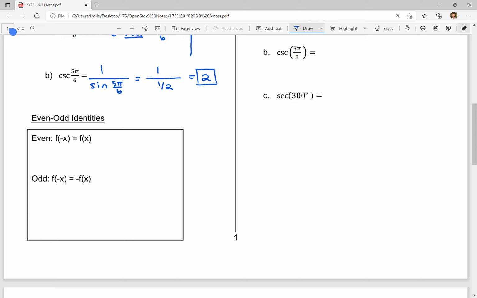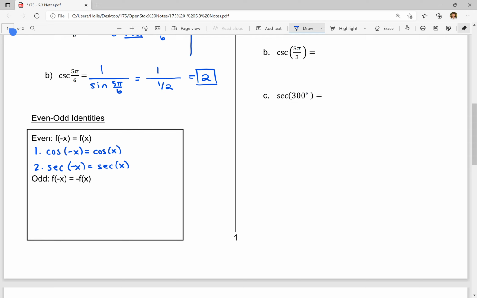So certain trigonometric functions are even and certain ones are odd. So the even functions are cosine and secant because it's related to cosine. So we have cosine of negative x is equal to just the cosine of x. So when you plug in a negative number to cosine, it's the same as if you just plugged in the positive number. And then secant is the same thing. So secant of negative x is equal to secant of x.